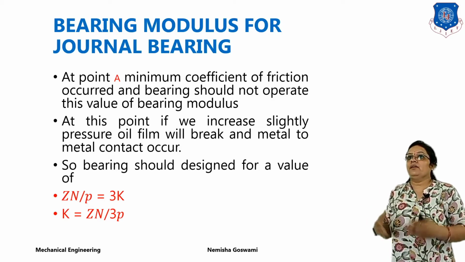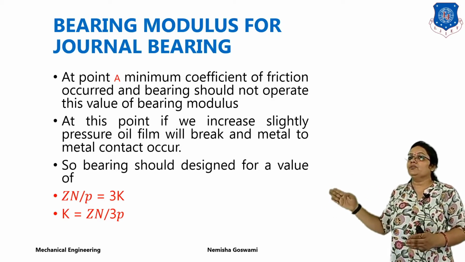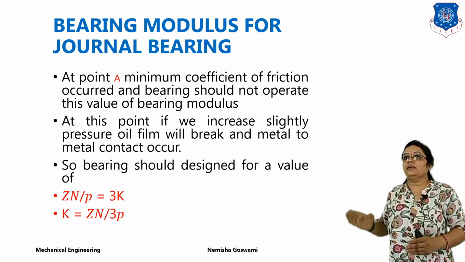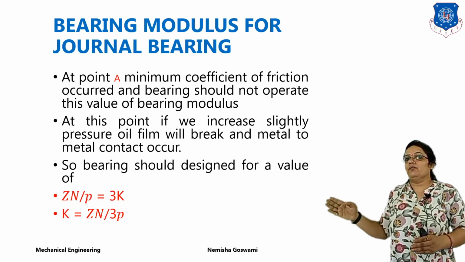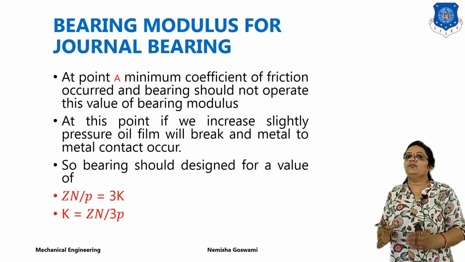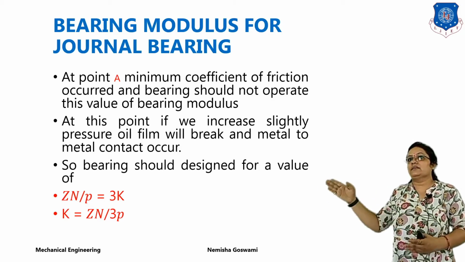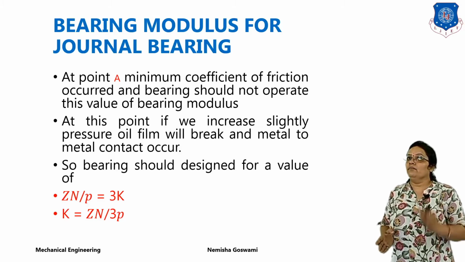That is why the designer should consider that ZN by P should be equal to 3K, or you can say that K is equal to ZN by 3P. So this first parameter is very important: the ZN by P value for design purposes is always considered equal to 3 times the bearing modulus.